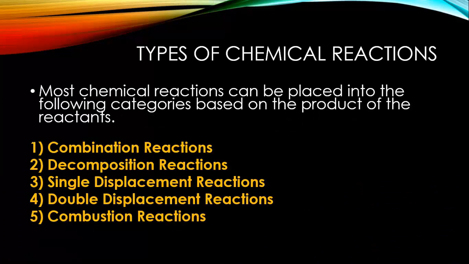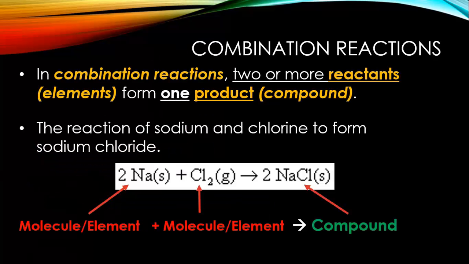Most chemical reactions can be placed into the following categories based on what they produce. These are the 5 categories we're going to look at today: combination, decomposition, single displacement, double displacement, and combustion reactions. What the heck are they? Let's have a look. In a combination reaction, 2 or more reactants form one product, usually a compound.